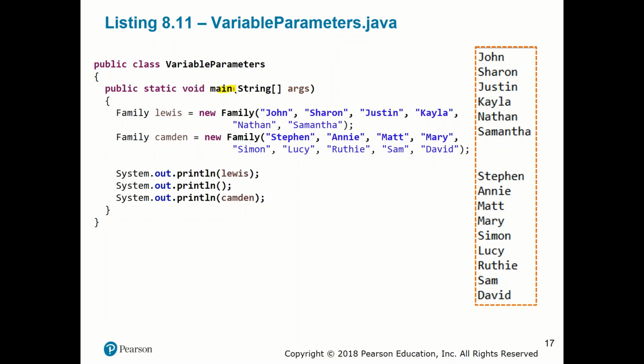So here in main, the Family object is created like this. At this moment, the Family constructor will be called, right? So here there are 1, 2, 3, 4, 5, 6 strings. There are 6 strings, and in the second call, 1, 2, 3, 4, 5, 6, 7, 8, 9. There are 9 strings here. So there is only one constructor, and the first time, the constructor is called with 6 parameters. And next, the constructor is called with 9 parameters. So this means that a constructor also can have variable length arguments.